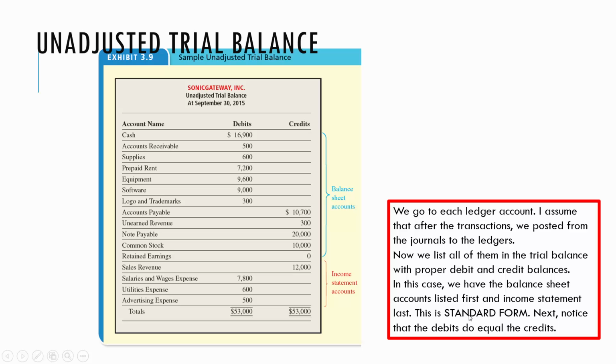So this is really the standard form where we start with the balance sheet accounts at the top, then we put the income statement down below. Remember from the previous PowerPoint, the double lines mean things agree. We want debits to equal credits, and that's the case that we have here.